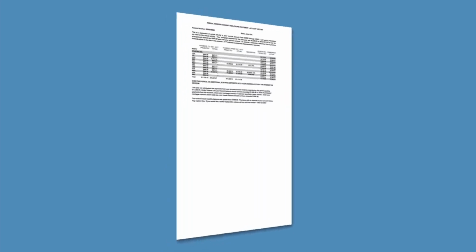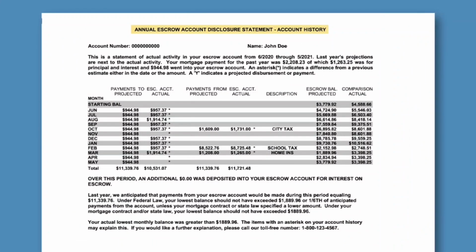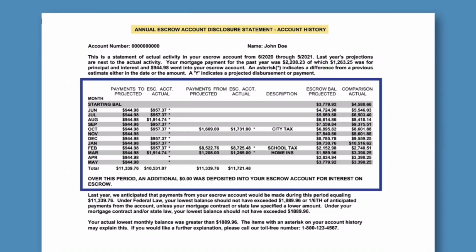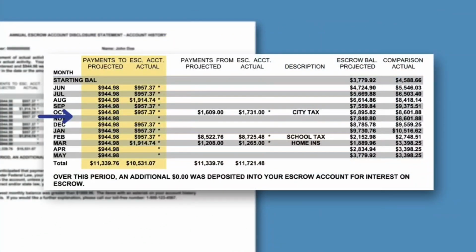In the section titled Annual Escrow Account Disclosure Statement, Account History, you can see the projected and actual deposits into your account, estimated and actual disbursements from your account, and the running balance through the year. You can also see a breakdown of payments made on your behalf, including insurance premiums, as well as payments for county, city, school, state, and local property taxes as applicable. On the last line, you'll see the totals for what was projected as compared to what was actually collected and paid from the escrow account during the previous year.